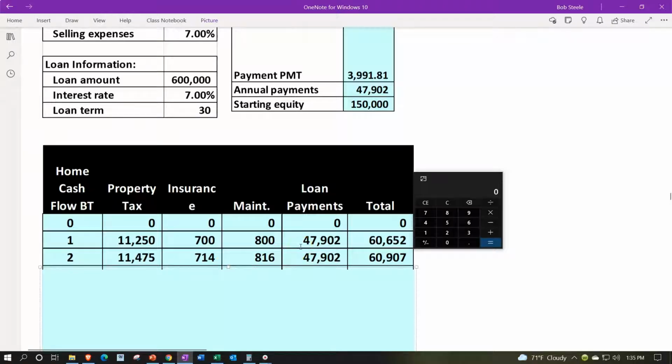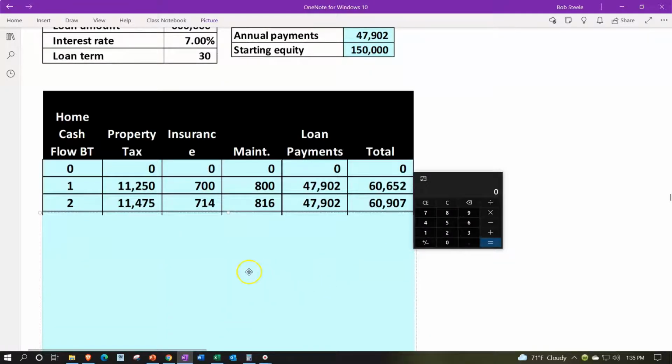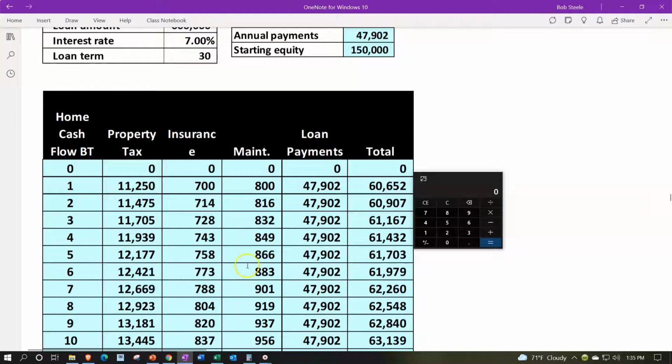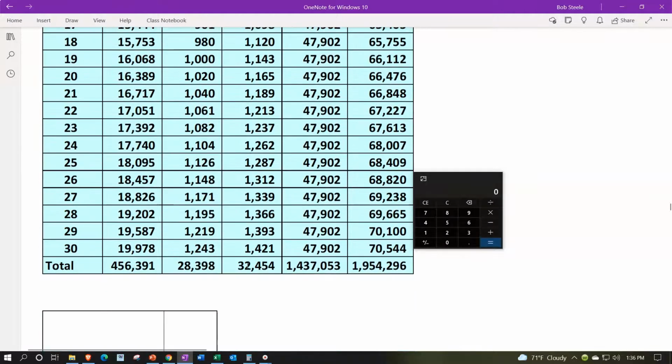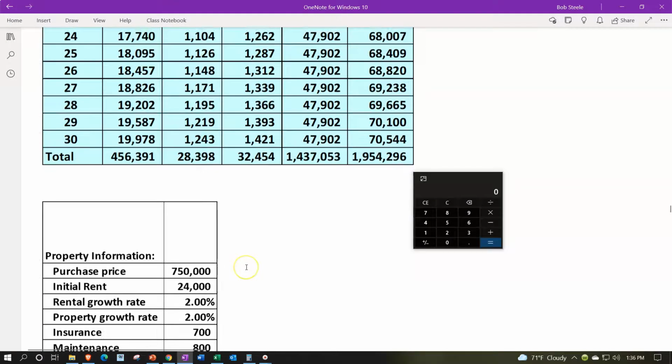The loan payments are the same because we fixed the loan payments. The breakout between interest and principal differs as the loan payments go on. However, the payments are the same. So in terms of simply cash flow, those will be the same. We're at the 60,907. So if we continue that all the way down, we get our cash flow with regards to the 30 years for owning the home, which we can then compare to the rent.